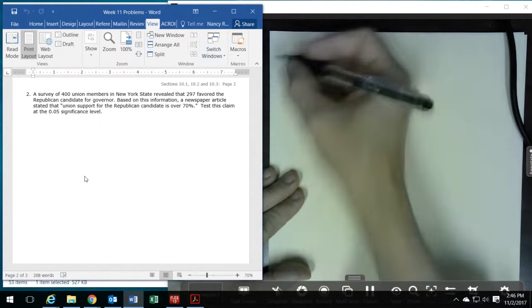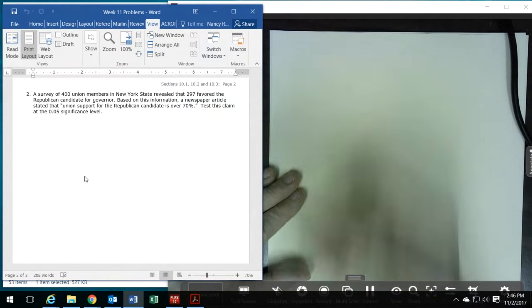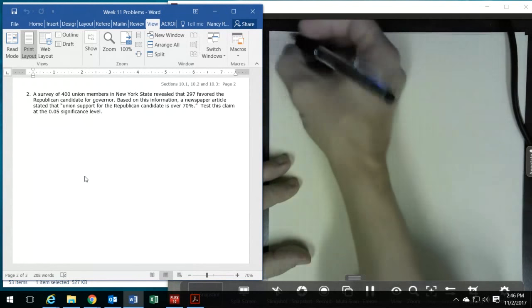We've got a survey, and out of that survey, 297 out of 400 union members favored the Republican candidate for governor. Based on this, a newspaper article said that union support for the Republican candidate is over 70%. So what we want to do is test the claim and see if the newspaper really should be able to write that, or if there's sufficient evidence to be able to state that.